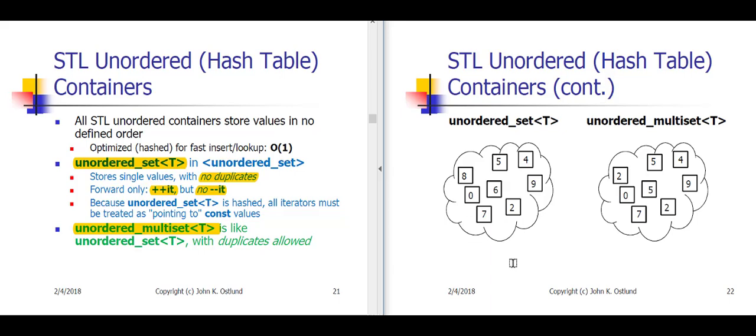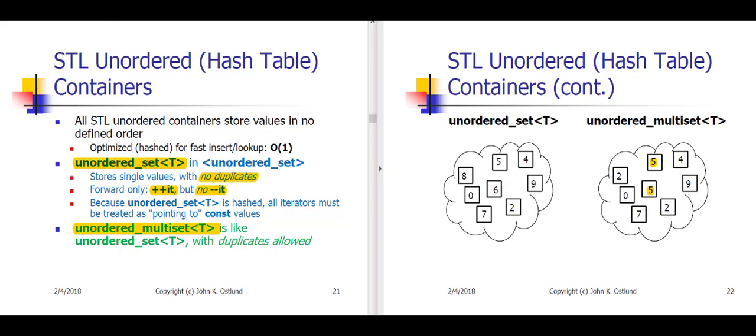In terms of what's happening in memory, you can think of an unordered set or an unordered multiset as just being like this bag or cloud of values where duplicates are not allowed in the unordered set, but they are allowed in the unordered multiset. Here we have multiple 5s and multiple 2s.